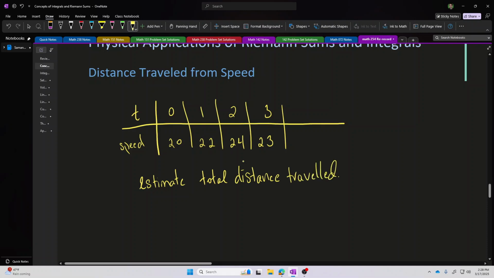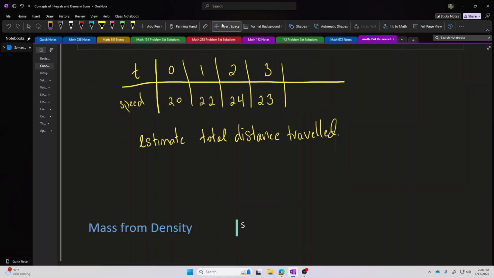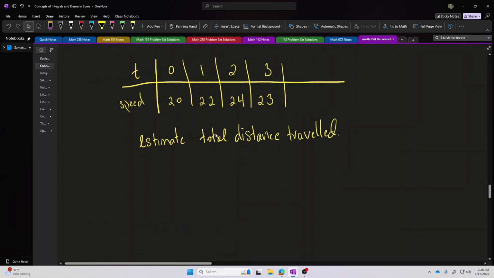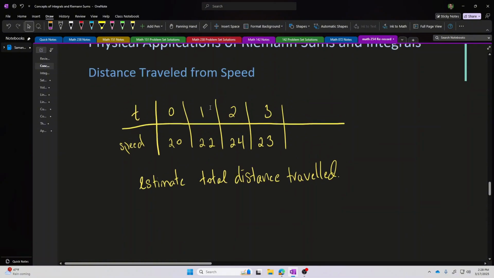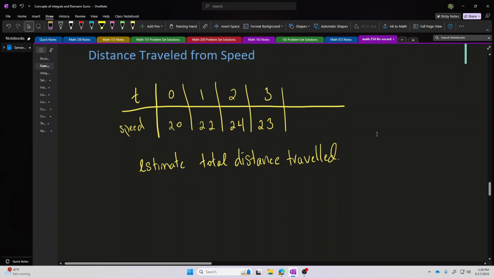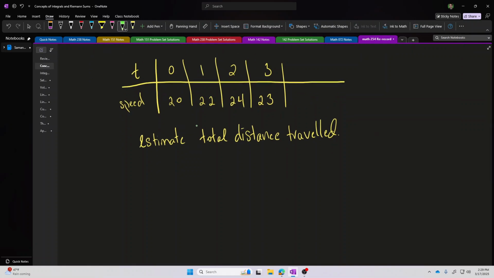I could say, okay, what I'm going to do is pretend that the speed of the object was approximately constant on every 1 second subinterval of time. Of course, the object's speed is not constant, right? We can see that the object's speed is fluctuating. But if I assume that the object's speed is constant, that makes this a problem that is very, very easy to solve. And they only asked me for an estimate after all.